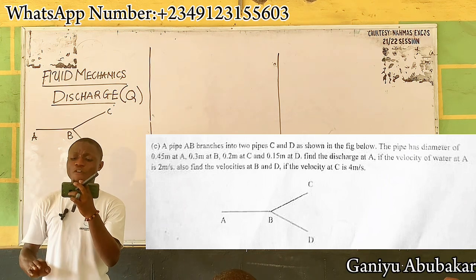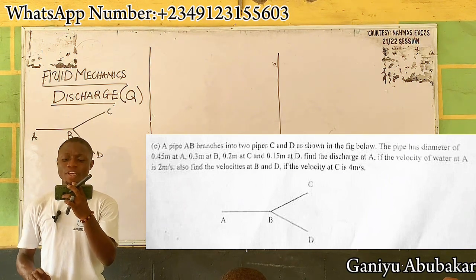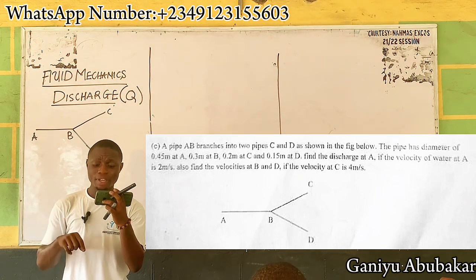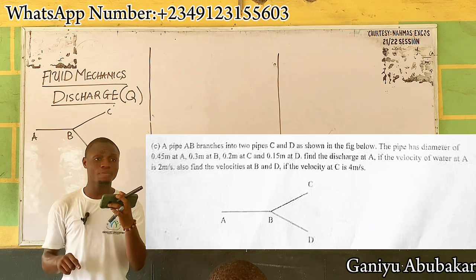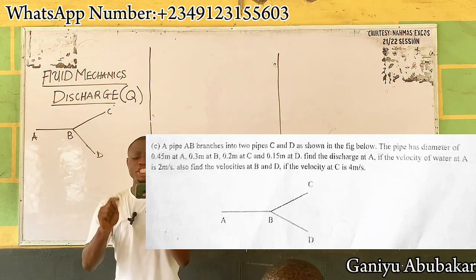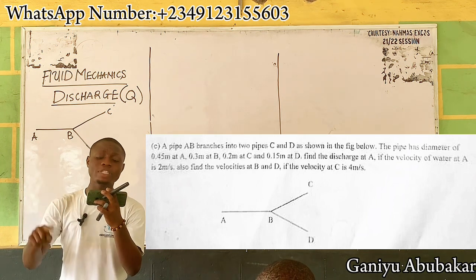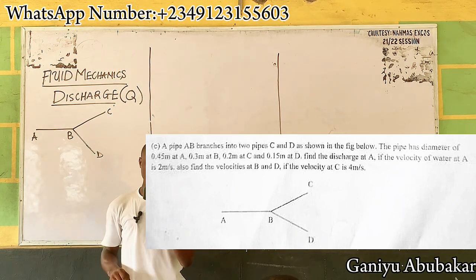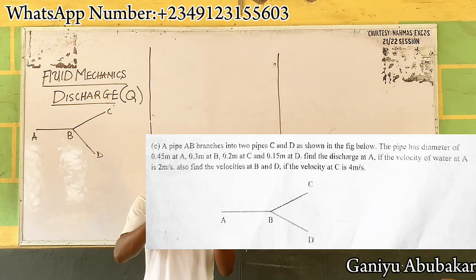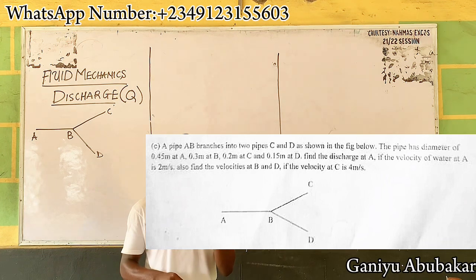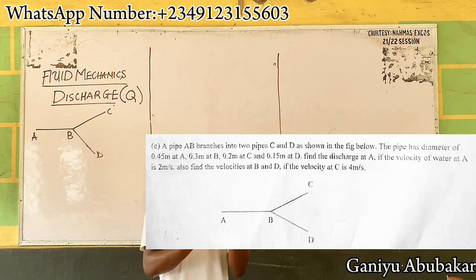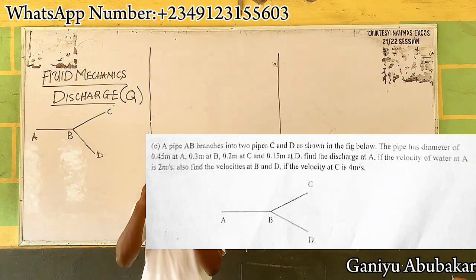If the velocity of water at A is 2 meters per second, find the discharge at A. Also find the velocity at B and D.